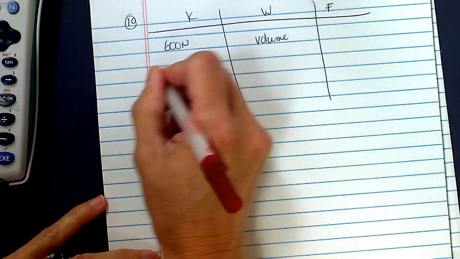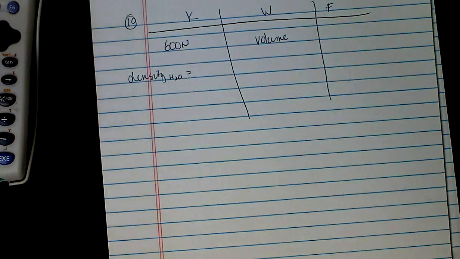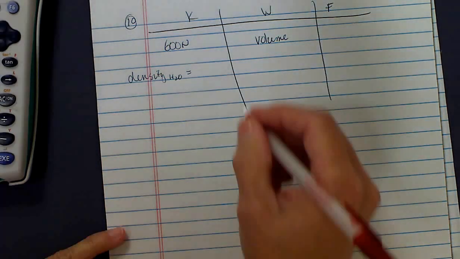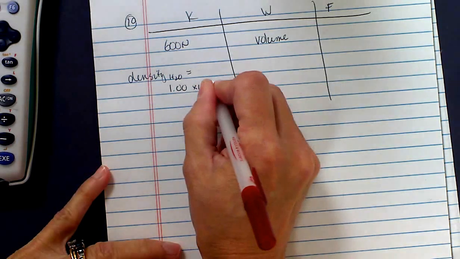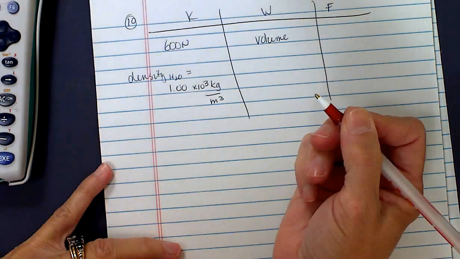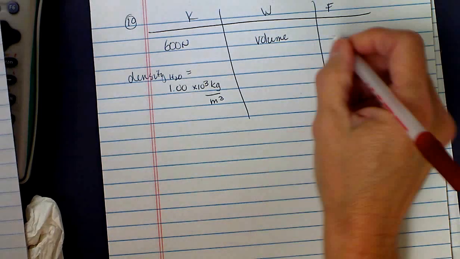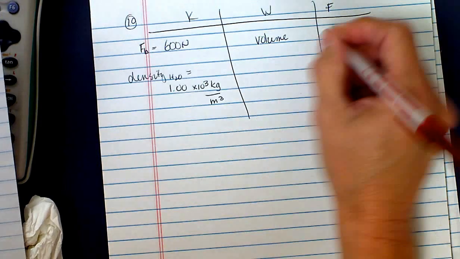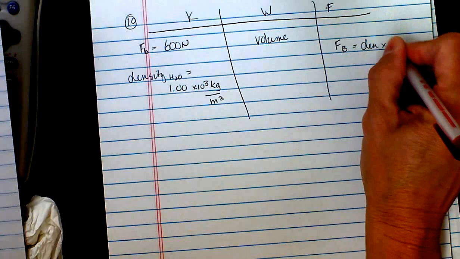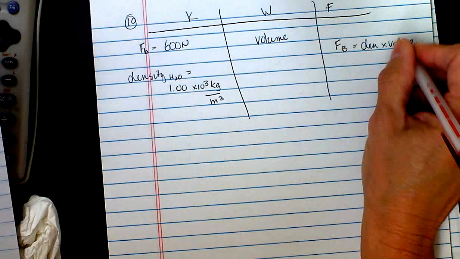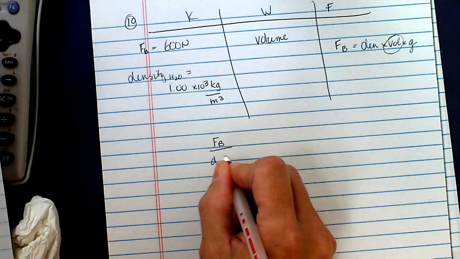But we also know density of water, because we did that in problem number 8. And the density of water in problem number 8 was 1.00 times 10 to the third kilograms per meter cubed. Okay? Now, the other thing that we know is about buoyancy. The buoyant force is what this is. We're going to call that buoyant force. And we know that the force for buoyancy is density times volume times gravity. And we want to solve for volume. So FB divided by density divided by acceleration due to gravity should give us the volume.